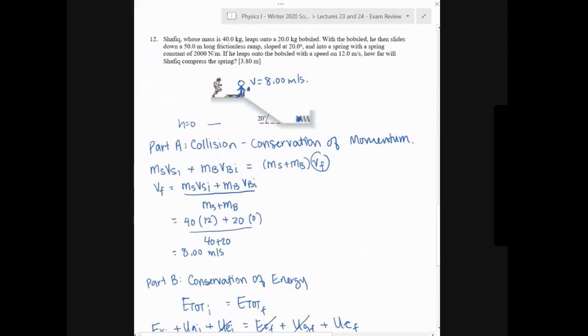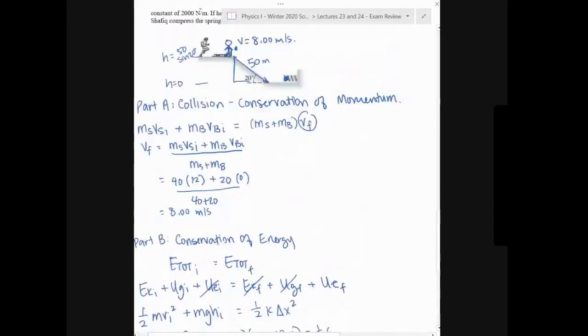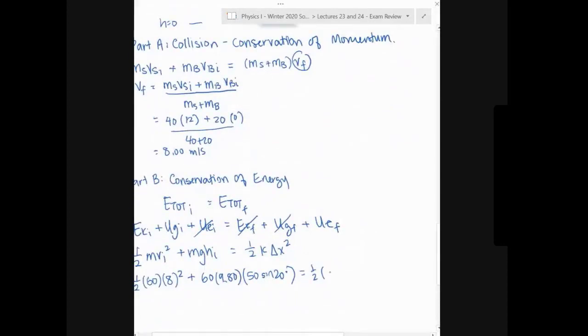It's a 50 meter long ramp. And we're looking for this height over here. 50 sine 20. Yeah, good. 50 sine 20 degrees because it's the opposite side. Equals 1/2. The K value was given in the question, 2000. And then we're just looking for this delta X here.